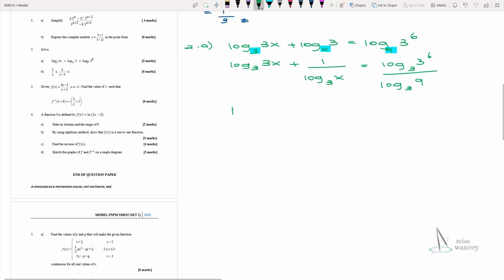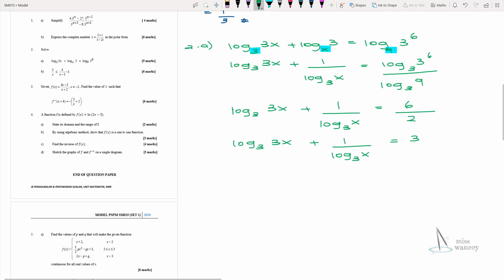Okay, so this one is simply log 3x plus 1 over log 3x, and then this is equal to, so this one I'm going to bring the power down, so 6 over, so 9 is actually 3 square, so this is 6 over 2. So we will have log 3x plus 1 over log 3x equal to 3.